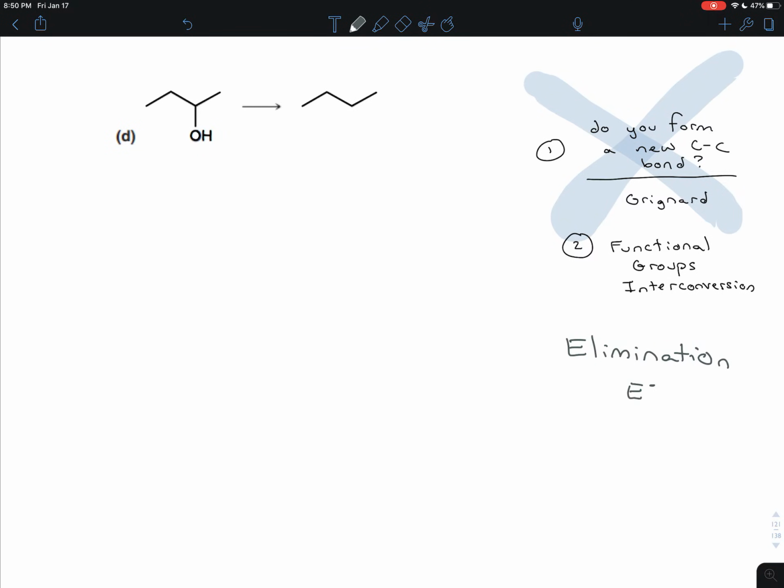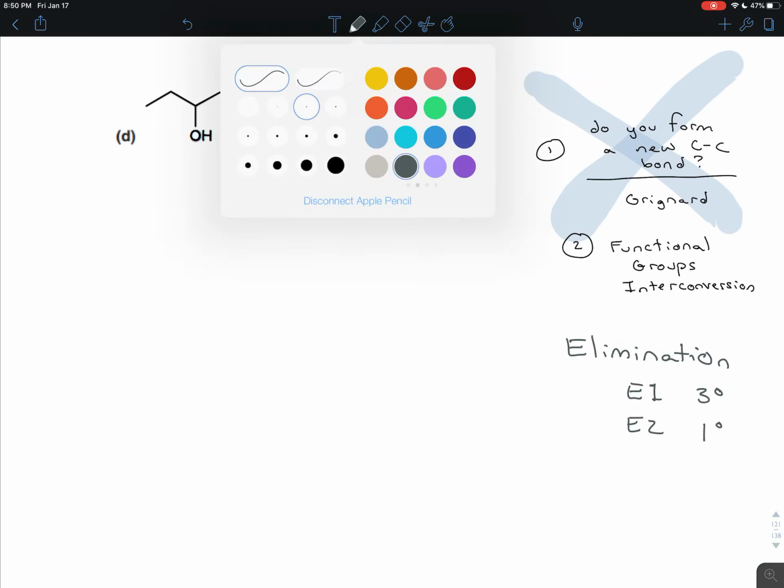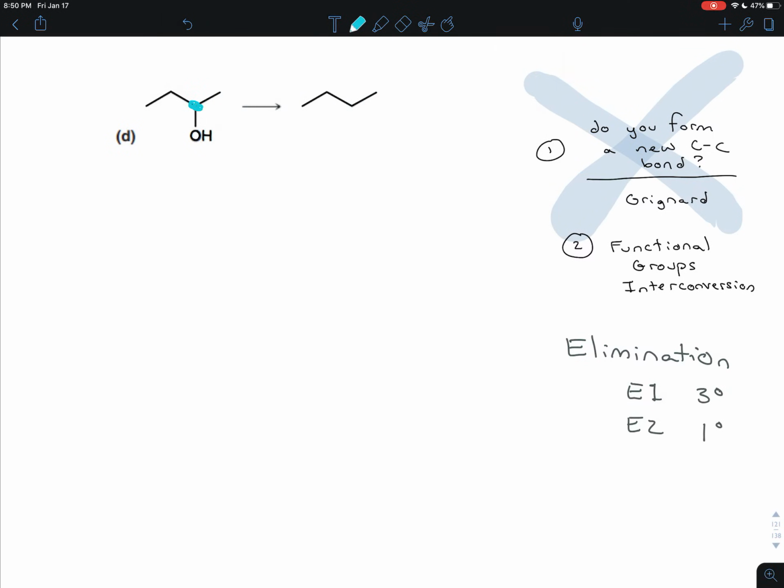Now there are two types. There's E1 and there's E2. E1 you'd do if you had a tertiary alcohol. E2 is if you have a primary alcohol. Here we have a secondary, right? If you look at the carbon that has the OH on it, that carbon is bonded to two other carbons. So it is secondary, so really you could do either an E1 or an E2.